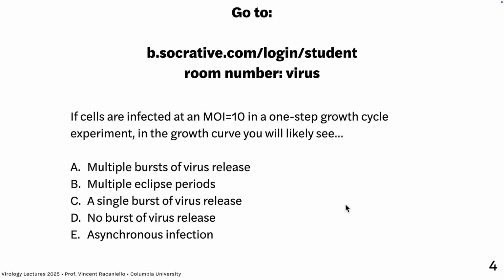If cells are infected at an MOI of 10 in a 1-step growth cycle experiment, in the growth curve, you will likely see multiple bursts of virus release, multiple eclipse periods, a single burst of virus release, no burst of virus release, or asynchronous infection. Now remember, what does MOI 10 give you? As I just showed you, MOI of 10 infects most of the cells. So you're going to get a single burst of virus release. It's going to be a 1-step infection.